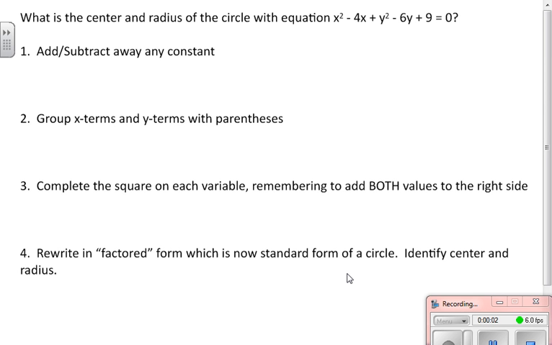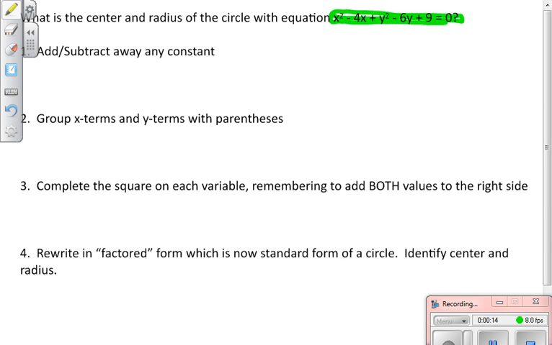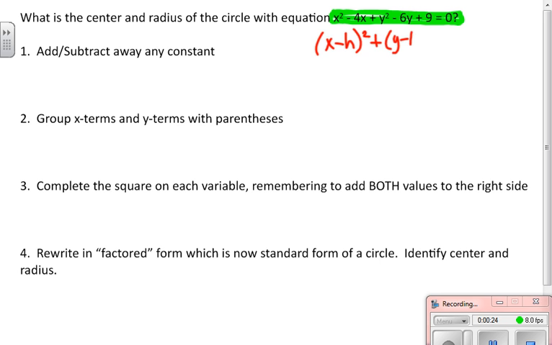So when faced with a question like what is the center and radius of the circle with this equation, x squared minus 4x plus y squared minus 6y plus 9 equals 0, that looks nothing like our nice, neat (x minus h) quantity squared plus (y minus k) quantity squared equals r squared. But the cool thing about numbers and equations is I can make them do and be what I want, because we have some very simple rules to follow.